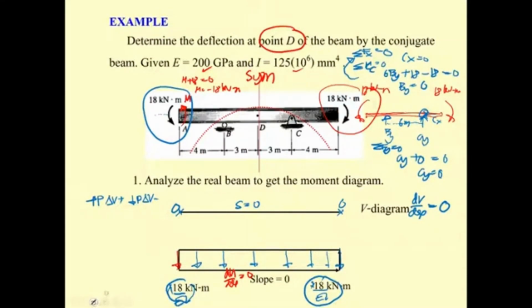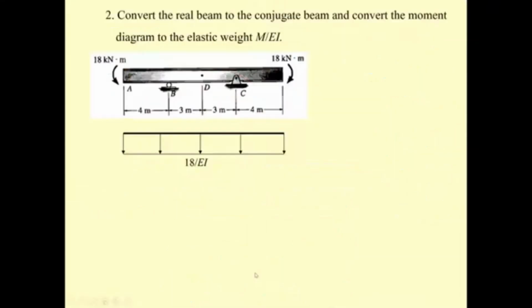And next, what's going to be the support of this beam? The pin will change to fixed. Free end changes to fixed. Internal support is going to be an internal hinge. And you may see one important thing: the beam is in symmetry. The left and the right are the same. So we convert the conjugate beam: fixed changes to free, changes to fixed. Internal pin and roller change to internal hinge.